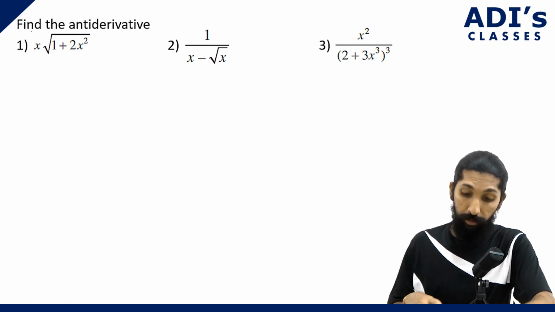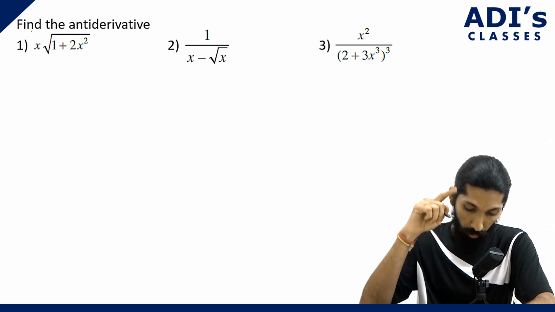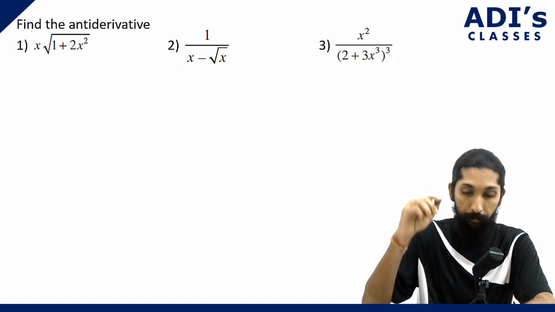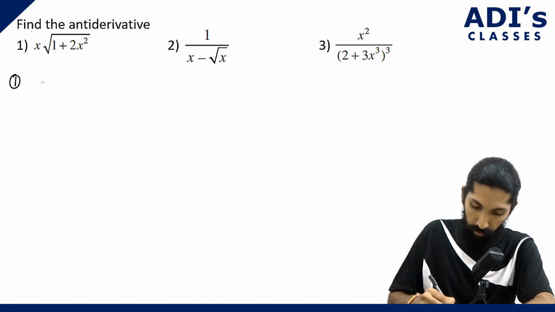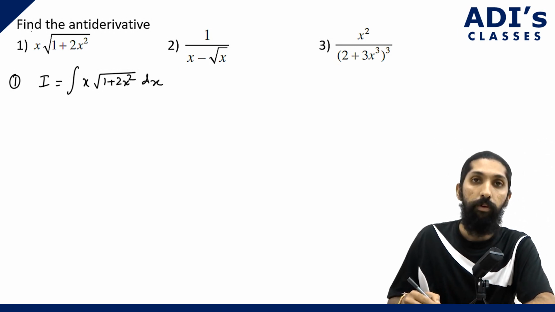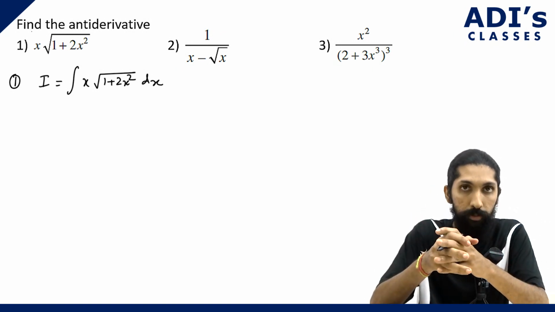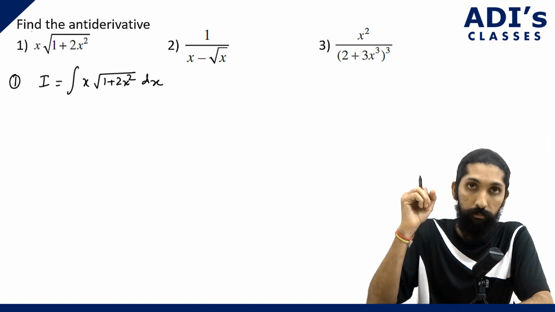Look at the first one. Find the antiderivative. Basically, integrate. The first one is x root of 1 plus 2x square. So in here, what we'll do is say I is equal to integral of x into root of 1 plus 2x square dx, correct? See, the whole point of this substitution problems is what do you substitute as t?